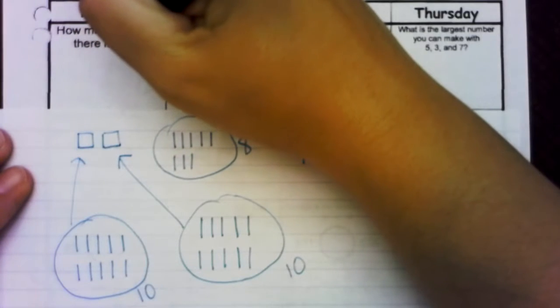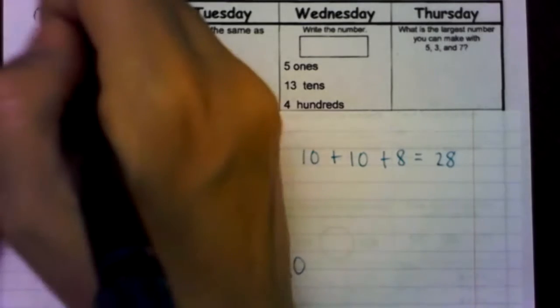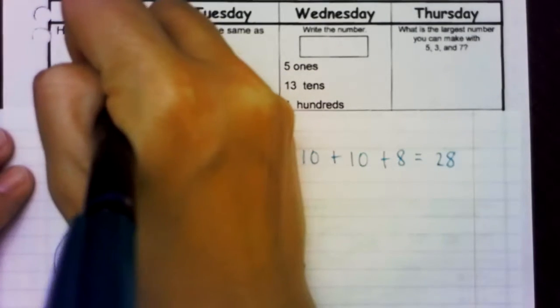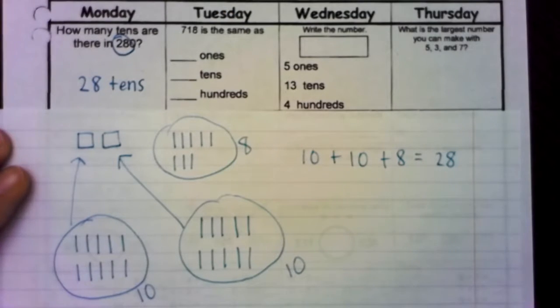And remember how in second grade we've learned how the answer is hidden in the problem. So how many tens are there in 280? There's 28 tens. Okay, let's look at our next problem that we have.